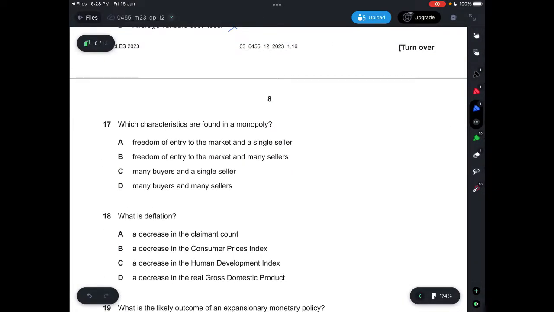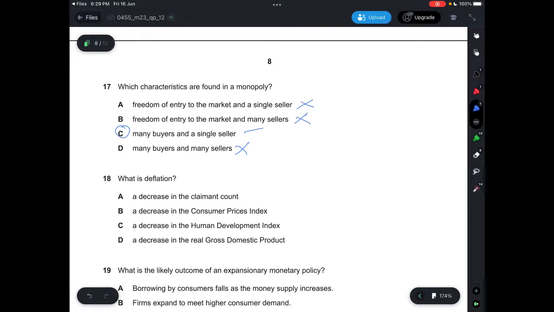Question 17, which characteristics are found in a monopoly? Okay, a monopoly basically means there's only one single seller. A, it says freedom of entry to the market and a single seller, which is not correct. If it's a monopoly, that means that there's almost no freedom of entry. That means there's only one manufacturer. B, it says freedom of entry to the market and many sellers. Nope. C, it says many buyers and a single seller, which is correct, because that's exactly what a monopoly is. And D, it says many buyers and many sellers, which is nope. So answer is C.